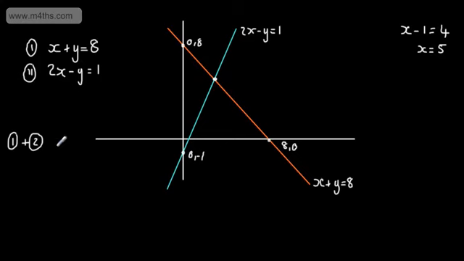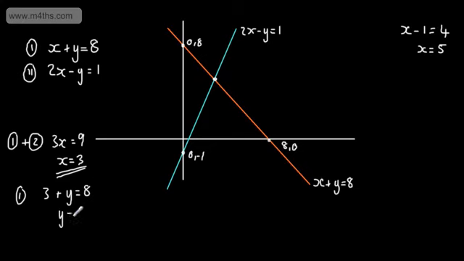If I add them, x plus 2x is 3x. If I have plus 1y and then I add to it minus 1y, that disappears. And then I've got 8 plus 1, which is 9. So we've got 3x is equal to 9, dividing both sides by 3, x is equal to 3. At this stage, I'm going to sub it back into equation 1. Equation 1's easier. We know that x is 3. 3 plus y is equal to 8.